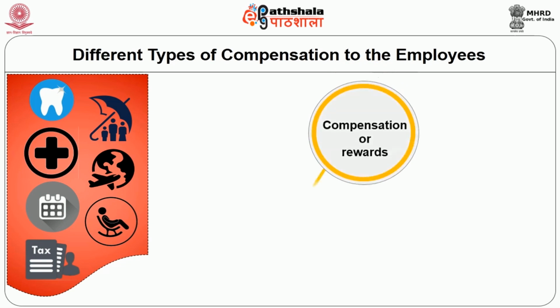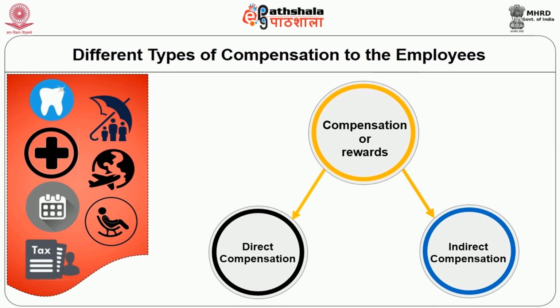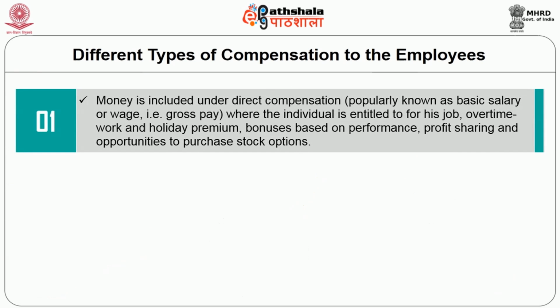And these compensation and rewards are classified into two types: number 1, direct compensation, and number 2, indirect compensation. Money, cash, is included under direct compensation. Whatever the employees receive in terms of cash is under direct compensation as monetary benefits, which is usually given as a basic salary or a wage, that is gross pay. And also where these individuals are entitled for their job, overtime work and holidays, premium bonuses based on performance, profit sharing and opportunities to purchase stock options.